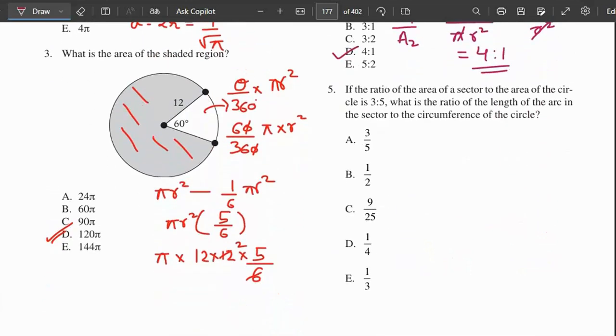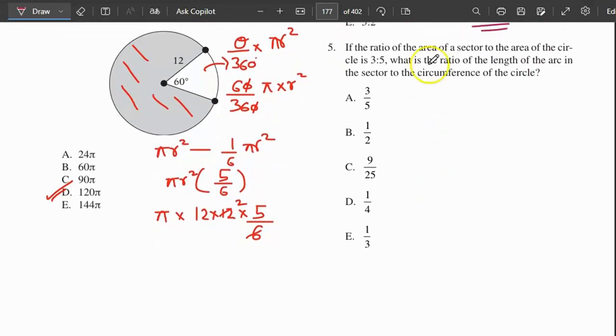Now fifth question. The ratio of the area of a sector to the area of a circle is 3:5. What is the ratio of the length of the arc in the sector to the circumference of the circle? Okay, first of all, their ratio is given as 3:5. We have to figure out their angle basically. If we can figure out their angle, we can figure out the ratio of arc and circumference also.